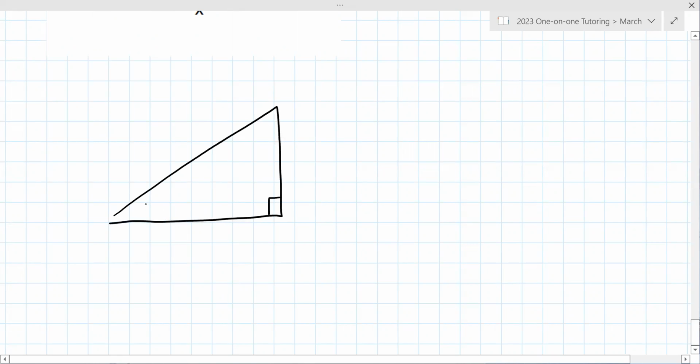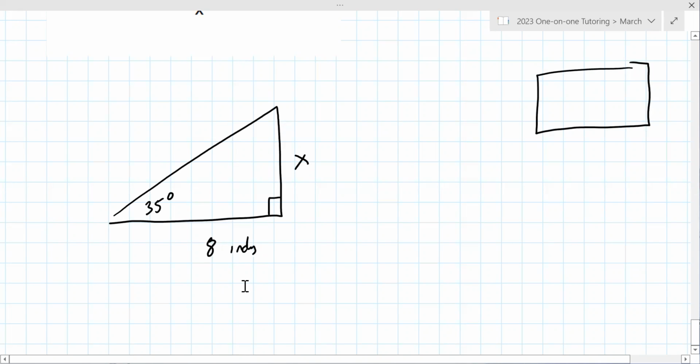Let's say this is 35 degrees. This is 8, and this is X. I just want the final answer. So imagine I'm only grading the final answer here. We'll put units in, 8 inches, not to scale. I want you to work this out and give me your final answer. Please ask questions if you have any.